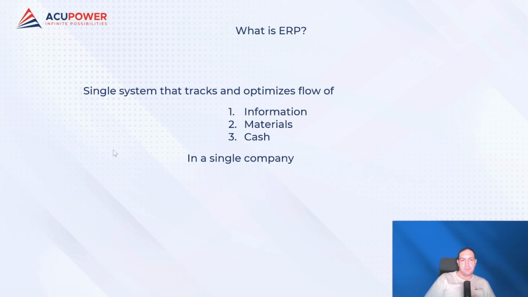So if you have a single system which tracks only information, you have an informational system. If you have a single system which tracks cash, it is an accountancy system. But if you have a single system that tracks and optimizes the flow of information, materials and cash in a single company, you have ERP. I believe that is the simplest explanation of what ERP is.